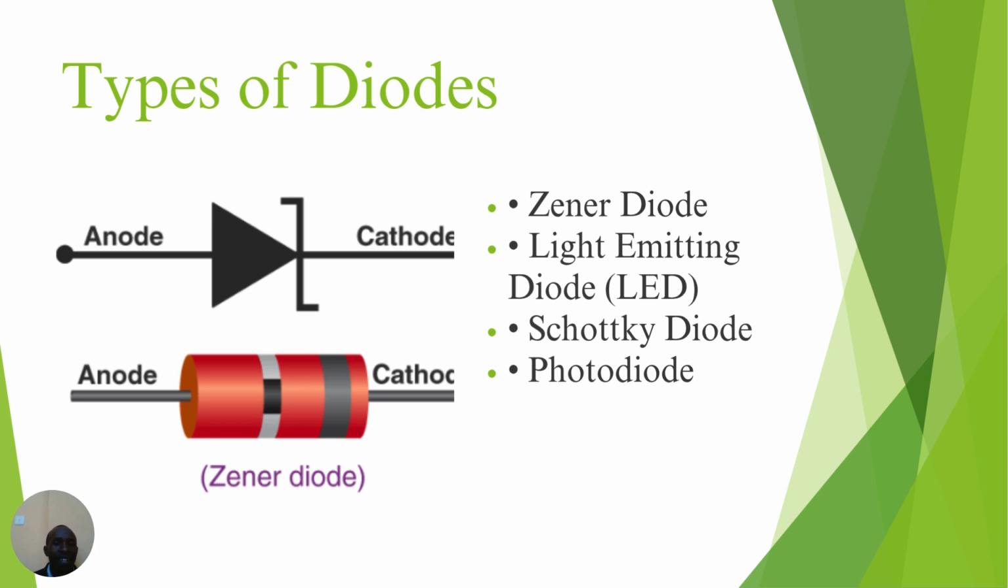Then this one here, this is what we call a Zener diode. This is its symbol. We have the light emitting diode, LED, that's a diode. We have the Schottky diode and the photodiode.